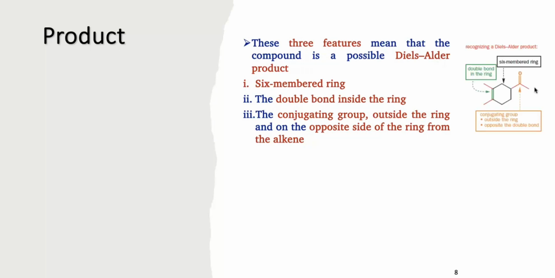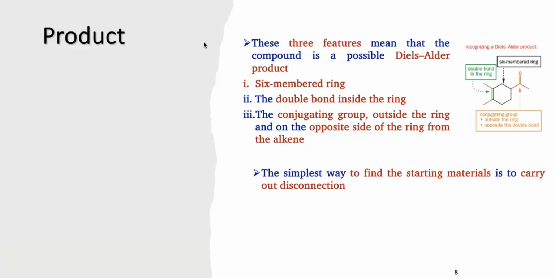So we can see here this is a 6-membered ring, and here a double bond is present inside the ring, and a conjugating group is present outside the ring, opposite to the double bond. So these are the features that should be present for a compound to be a Diels Alder product. The simplest way to find the starting materials is to carry out a disconnection.